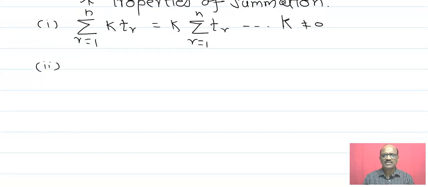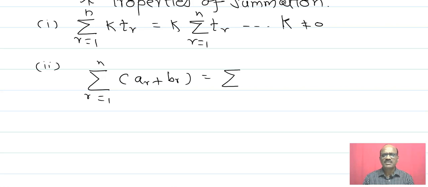Second, summation r is equal to 1 to n of a suffix r plus b suffix r, which are the constants, is equal to summation r is equal to 1 to n of a suffix r plus summation r is equal to 1 to n of b suffix r.